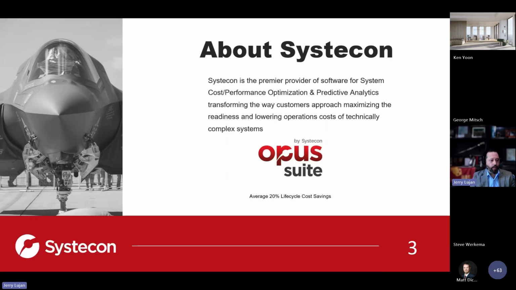And so just a little bit about us. Again, some of you may know us, some of you may not. And for those of you who don't, Syscon is the provider of OpaSuite. This is a predictive analytics tool that seeks to optimize performance against cost. Now, it's been around for quite some time. It has lots and lots of capabilities. We're only going to be looking into a very small portion here this morning or this afternoon, depending on where you're at. And that's going to be the LORA, the level of repair analysis.